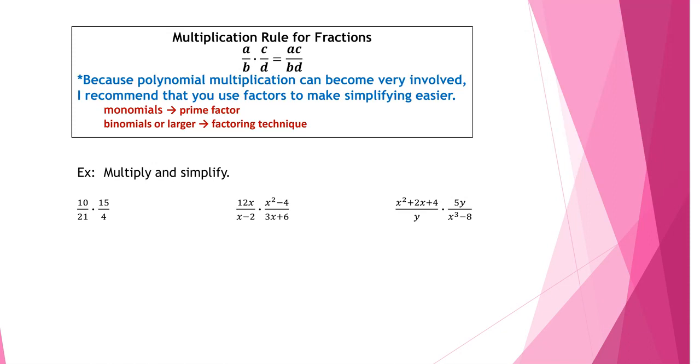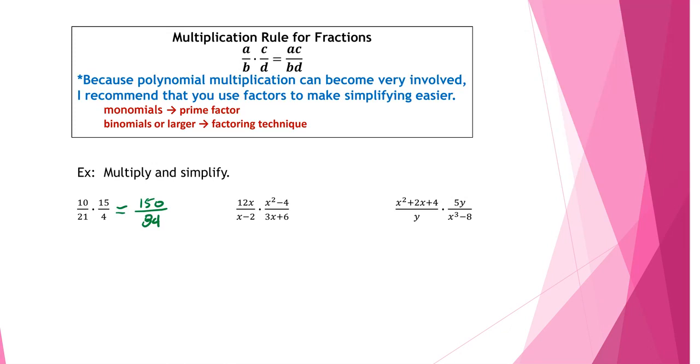So let's say, for example, that we want to multiply and simplify 10 over 21 times 15 over 4. Now, if we do the regular rule for this, we would multiply across the top and get 150, and then multiply across the bottom and get 84. Inside of those two numbers, I see a few common factors, and sometimes it's hard to figure out what they are with numbers that are so large like that.